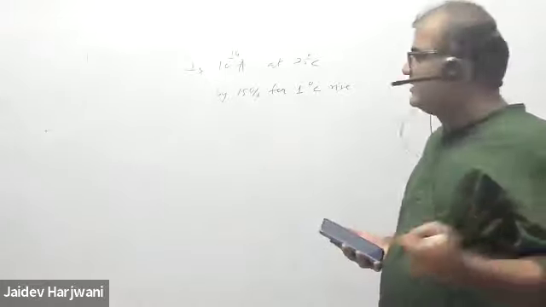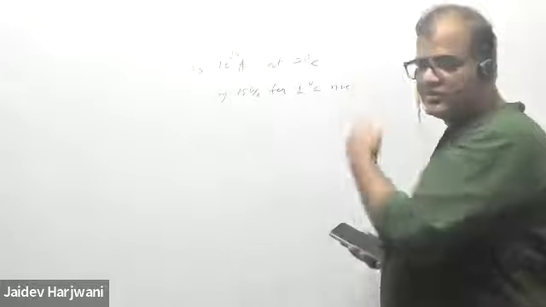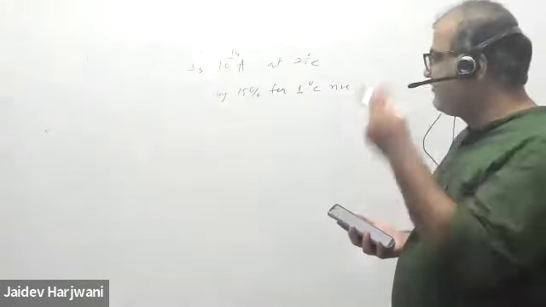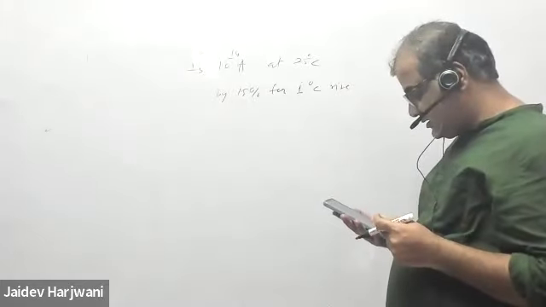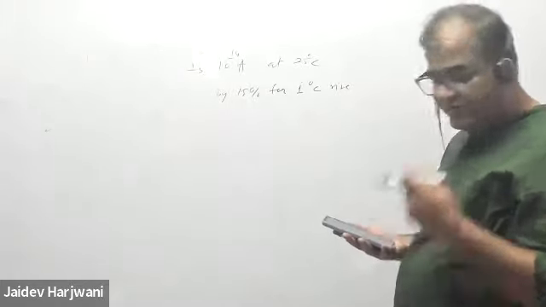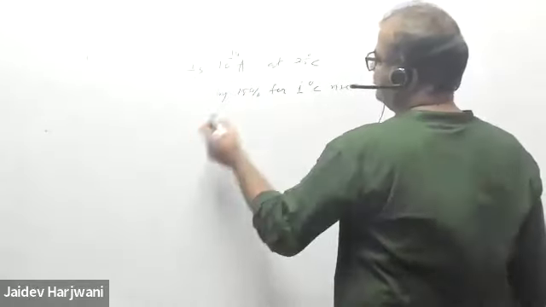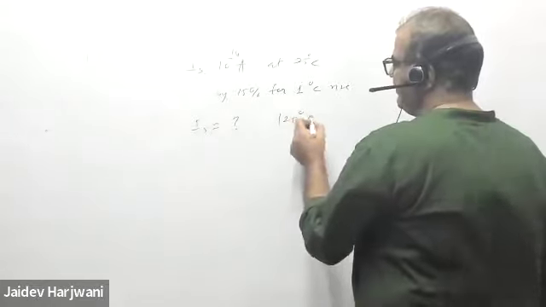In general, current increases by 7.5% for 1 degree centigrade. But in this question, they have given some different values. They say current increases by 15% for 1 degree centigrade rise. So find the value of IS at 125 degrees centigrade. So this is 25, and you have to find the IS value at 125 degrees centigrade.